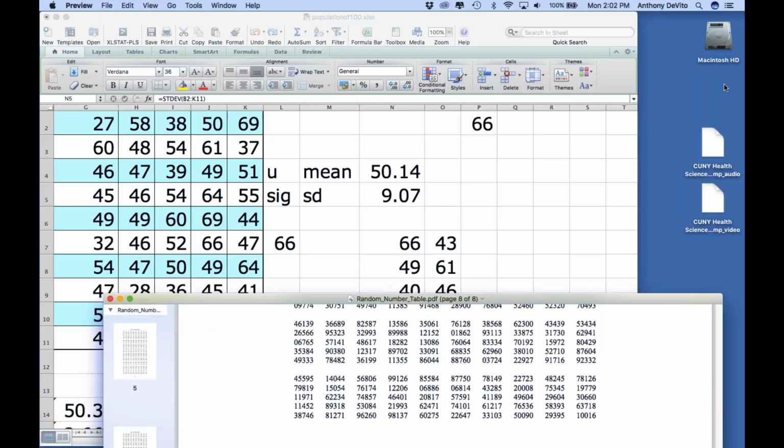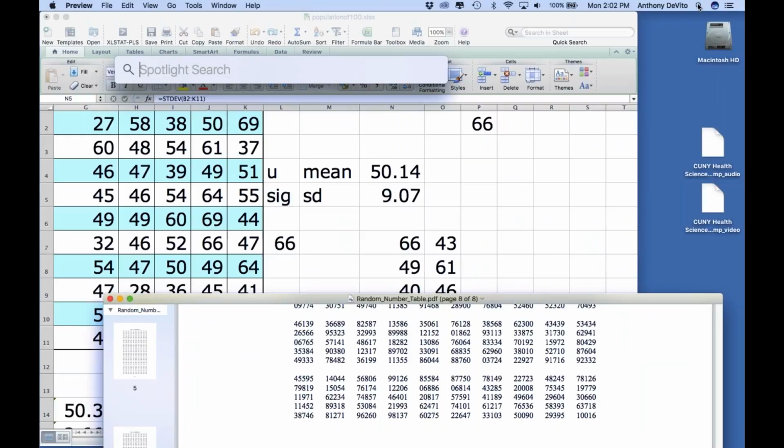Where'd my notepad go? See if I can't find it again. It disappeared. I'll have to pull it up.